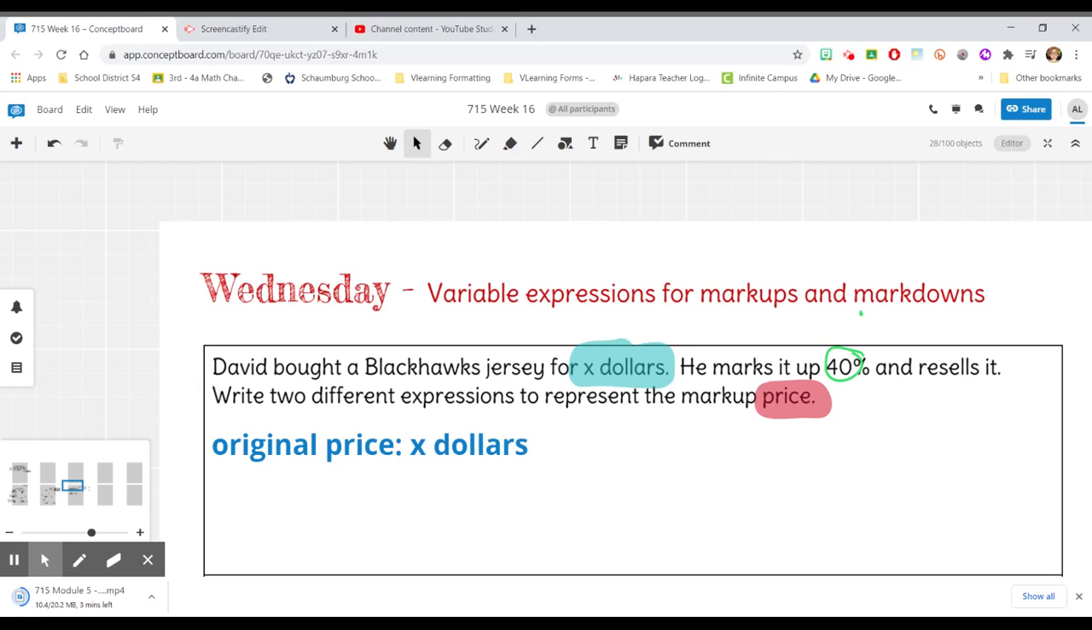Hey, 7th graders, welcome to Wednesday's lesson on Module 5. We are moving right along. We're going to be looking at variable expressions for markups and markdowns.